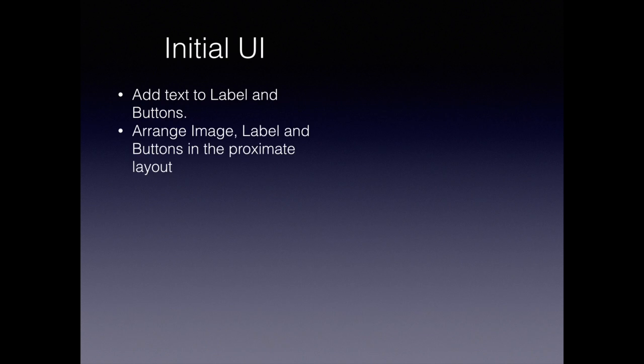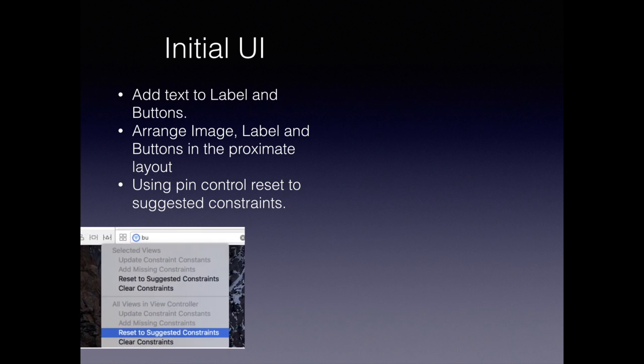We're now going to consider some of the initial setup of the UI, and we're also going to talk about constraints. Before we do that, we're going to add text to the label and to the buttons. We're then going to arrange the image, the label, and buttons in the approximate layout. And finally, we're going to use something called a pin control to reset to suggested constraints. Xcode gives you a way of suggesting a set of constraints, and we'll take a look at what that does for you.